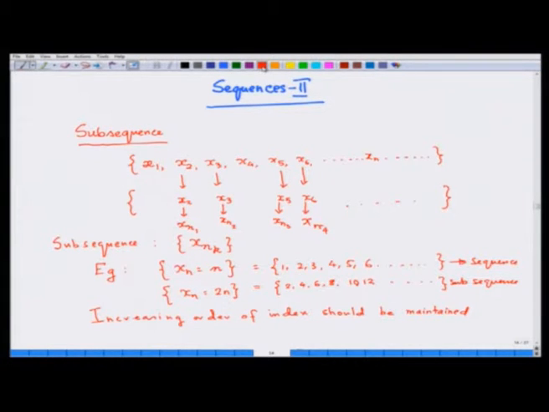But remember that here I have to maintain the order of the indexes 2, 3, 5, 6 and so on. The increasing order of index has to be maintained. If I say first put x6 and then I put x2 and then I put x12, it is not a subsequence, and this is a very important point. If you do not maintain this point, then you can't play with the subsequence. So playing with the subsequence is a very, very important game that mathematicians play, that has to be kept in mind.